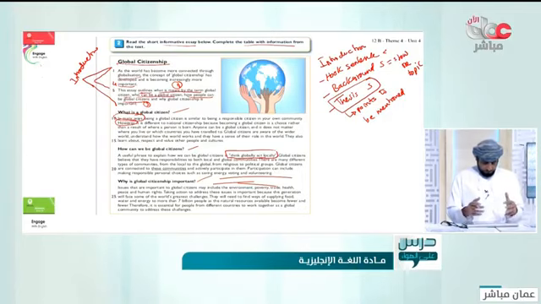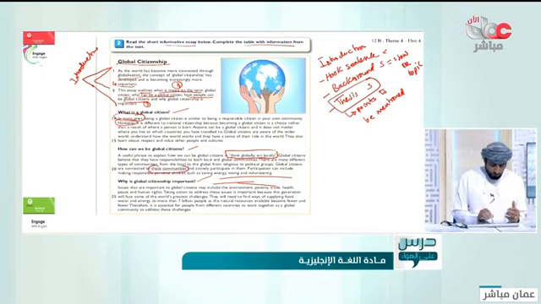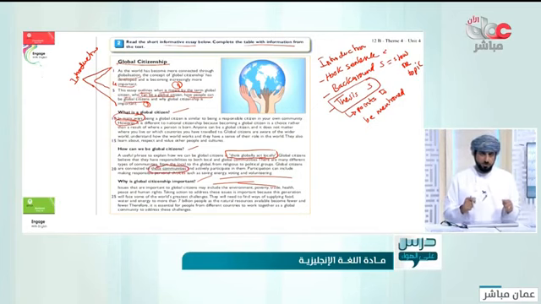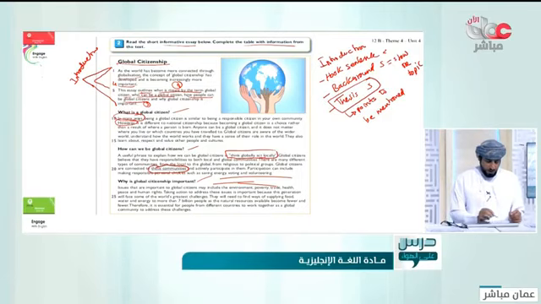So all of these communities, why do you think we repeat "communities" many times? Also to make a powerful and strong paragraph. The last paragraph: why is global citizenship important? Why is global citizenship important?